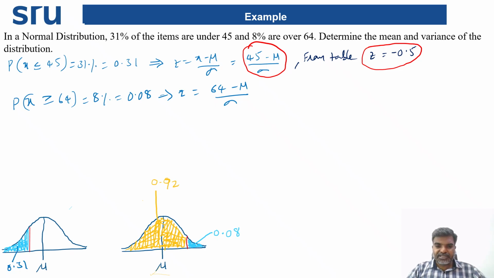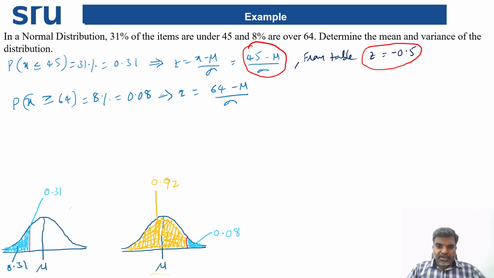Okay, very careful here. Don't look for 0.08 in the table, because the table consists only of left side areas of the z. 0.08 is the right side area. So don't look for this value in the table. You have to look in the table for 0.92, that is 1 minus 0.08. Suppose you see 0.92 in the table, okay, we have to find the z value.